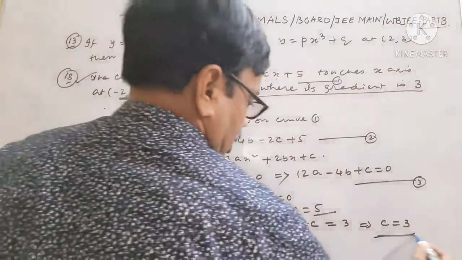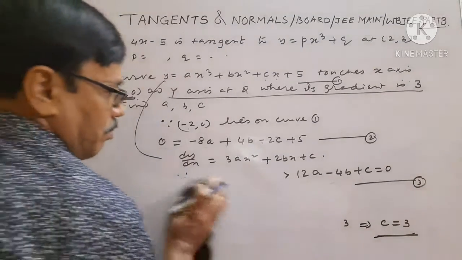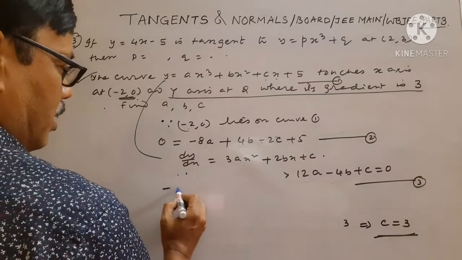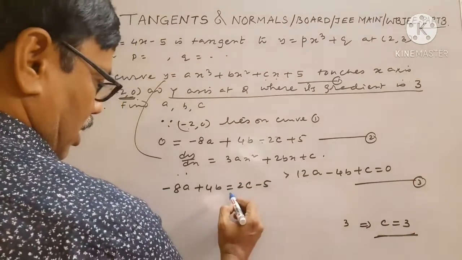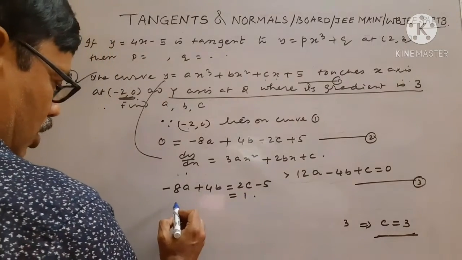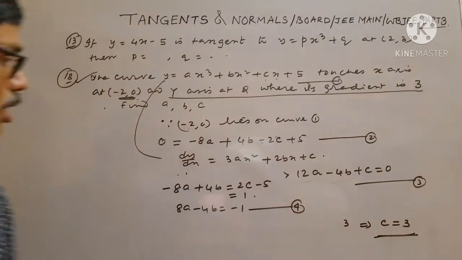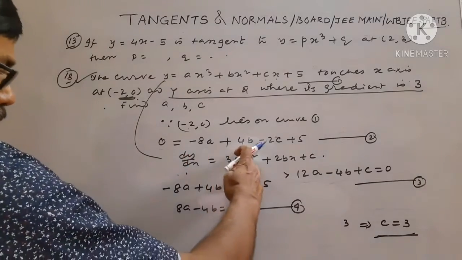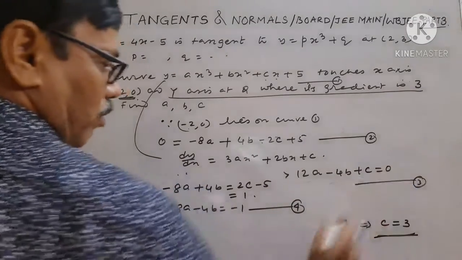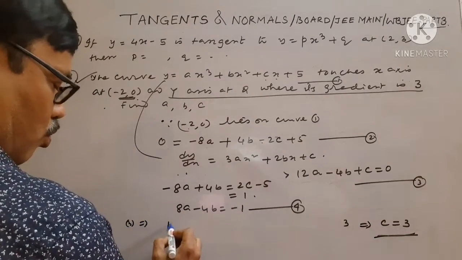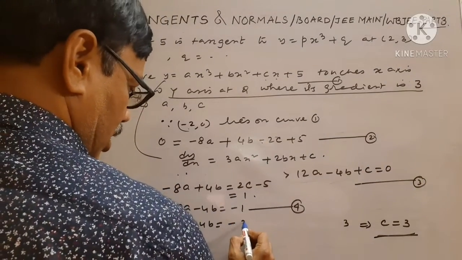So, we are getting c. Now, from the remaining two equations, we have to find a and b. Look, minus 8a plus 4b equals 2c minus 5. So c is 3, so 6 minus 5, that is 1. So 8a minus 4b equals minus 1. This is equation 4. And from 3, 12a minus 4b equals minus c, so minus 3.